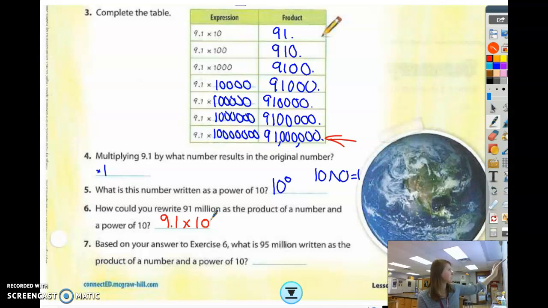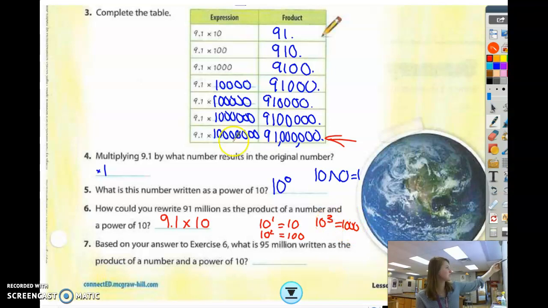So let's see. 10 to the first power is 10, right? 10 to the second power gives us 100. And then, I'm going to keep going. 10 to the third power gives us 1,000. Can you see how many zeros there are? The number of zeros is the same as the exponent.